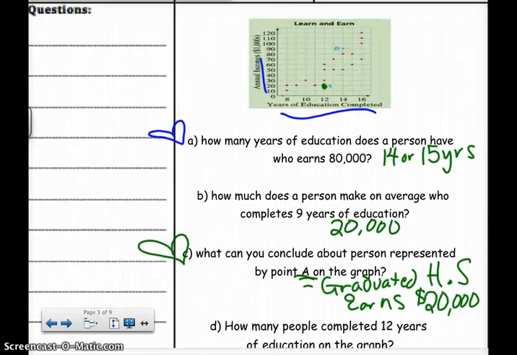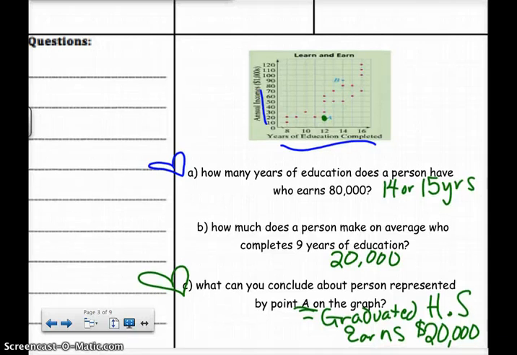What's beautiful about scatterplots is it doesn't mean everybody who only finishes high school makes 20,000. Look at this person. This person only received a high school education. They're making 60,000 a year. It's all dependent on opportunities that arise for you.